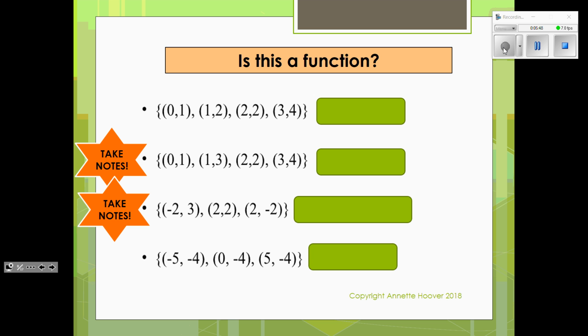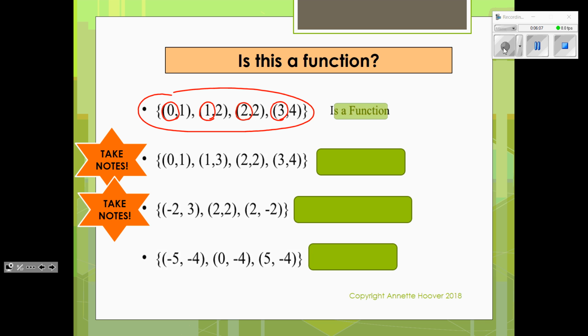We can look at these group of ordered pairs. These are relations. A relation is a group of ordered pairs. So in this relation, all you have to do is look at the X value. We have a 0, 1, 2, 3. Does the X repeat? No. So is it a function?